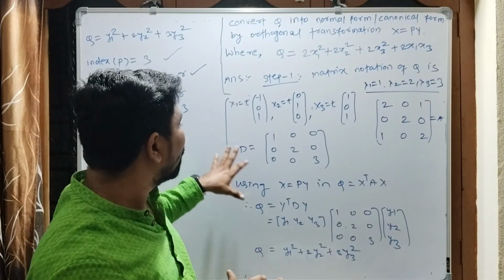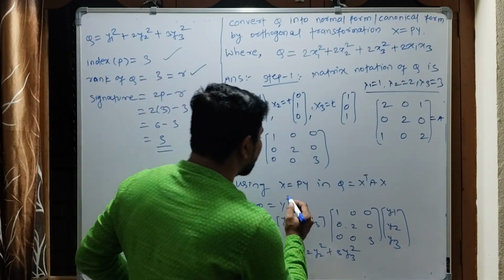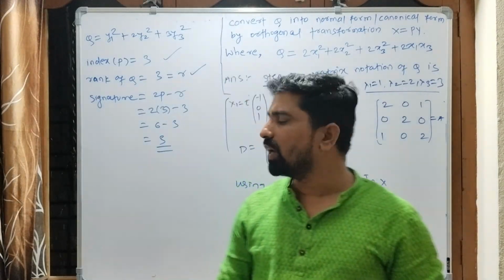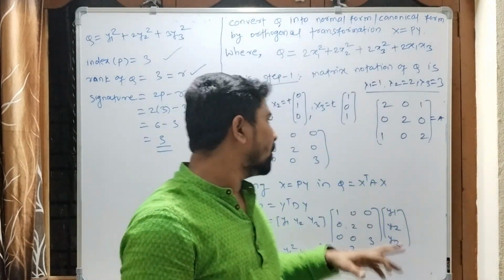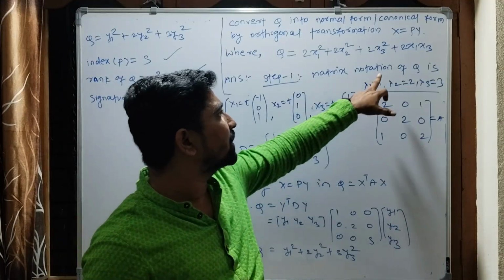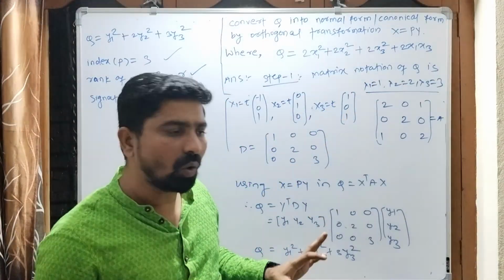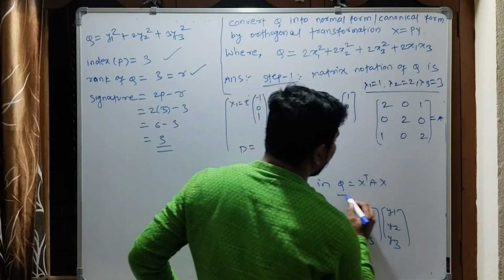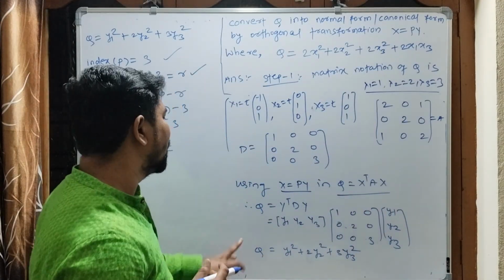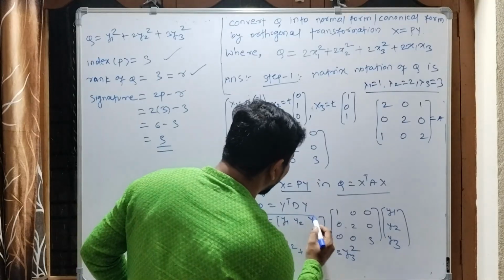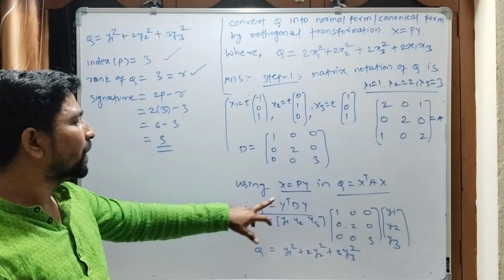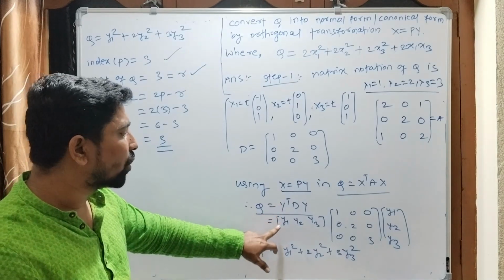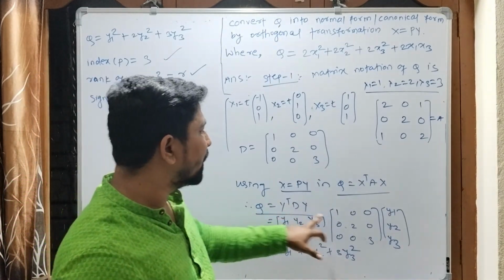After that, use the orthogonal transformation. Write D equal to P transpose AP. You will get D as the diagonal matrix having the eigenvalues of matrix A as diagonal entries, and non-diagonal entries are 0. Then use this orthogonal transformation x equal to Py in the quadratic form x transpose Ax. You will get the quadratic form q equal to y transpose Dy. Here y is the column vector y1, y2, y3. Therefore y transpose is the row vector y1, y2, y3. Write the D matrix as it is.